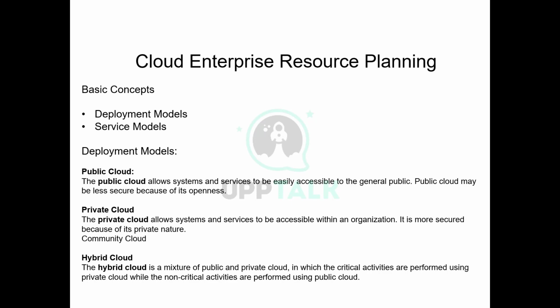Next we have the hybrid cloud. Hybrid is a mix of public and private cloud. You can take an example, you are going by a taxi, and it's not your own but it's kind of private. That is a layman example. In a hybrid cloud, for the critical activities they use the private cloud, and for the non-critical activities they use the public cloud. So those are the basic three deployment models for the cloud.